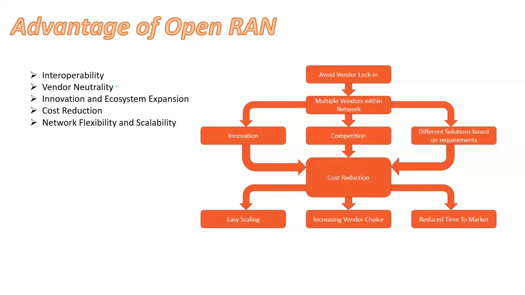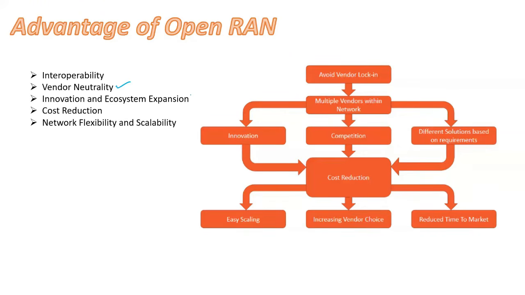Then you have vendor neutrality. Traditional RAN solutions often involve tightly integrated hardware and software provided by a single vendor. So it makes it challenging for operators to switch or introduce new technologies. They have to pay a lot of money and there is a lot of disruption. So ORAN aims to decouple hardware and software, right? So it will enable operators to mix and match products, right?